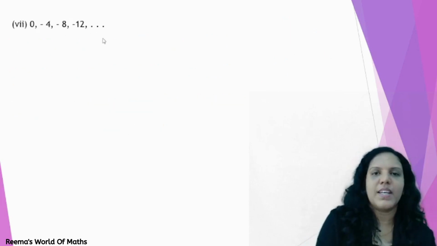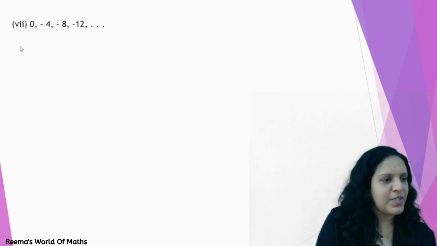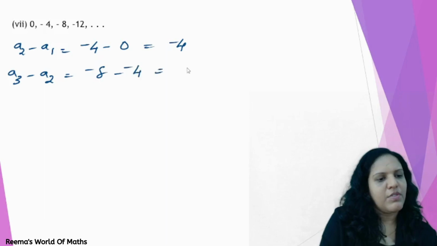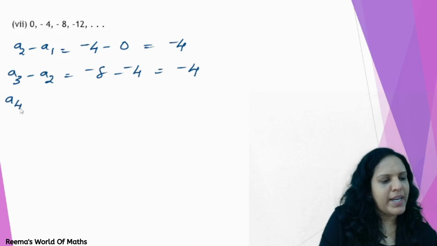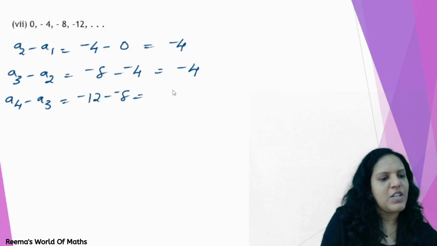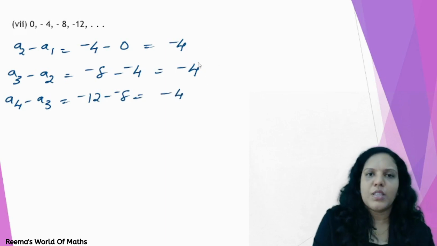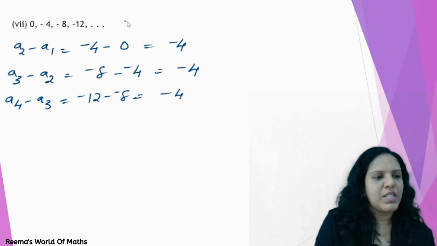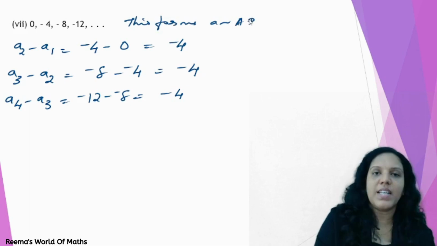0, minus 4, minus 8, minus 12. Let's see the difference. A2 minus A1, where A2 is minus 4 and A1 is 0, is minus 4. A3 minus A2 is minus 8 minus minus 4, which is also minus 4. A4 minus A3 is minus 12 minus minus 8, which is also minus 4. So the difference between the terms is constant, so this forms an AP. Let's write the next 3 terms as well.